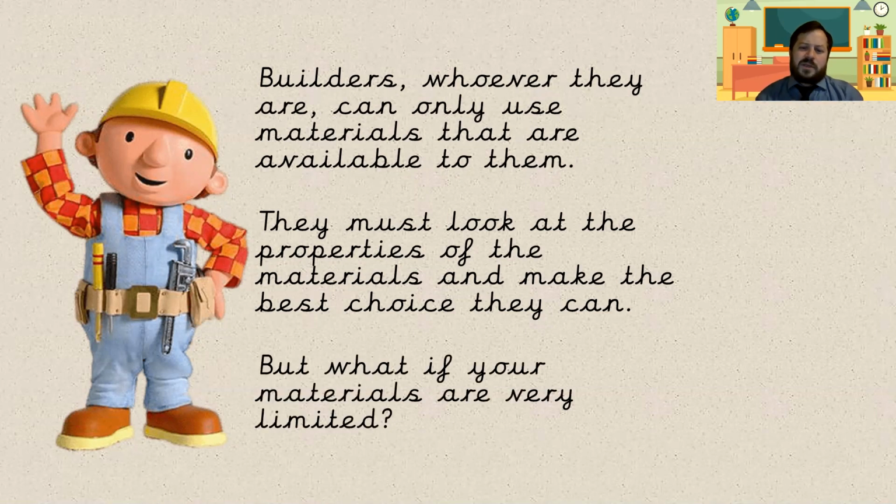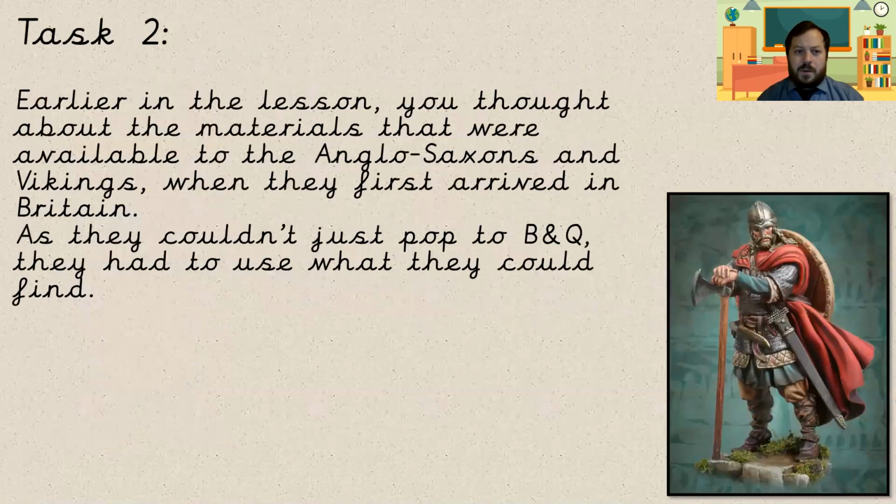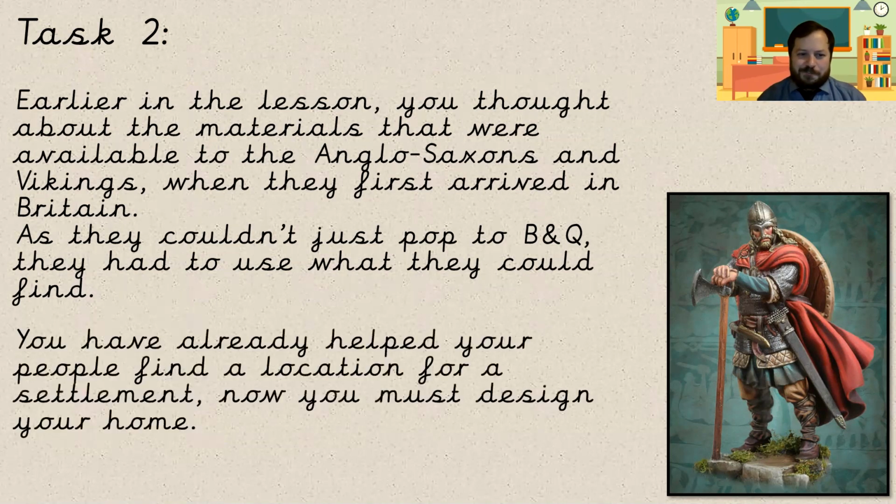But what if your materials are very limited and you only have very few to work with? Well, earlier we talked about what materials the Vikings may have had available to them, as well as the Anglo-Saxons. When they were first in Britain, they had only what they could see and use in the land on which they lived. They couldn't go down to B&Q and buy whatever they liked. No, there was no B&Q, surprisingly enough, in the Viking and Anglo-Saxon time. So they had to use what they had available to them.